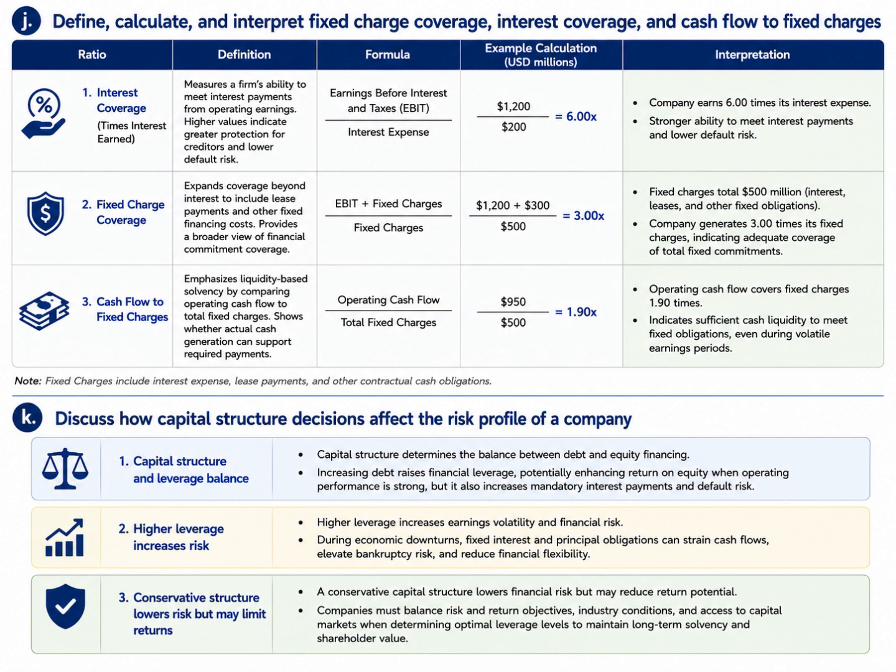Companies must balance risk and return objectives, industry conditions, and access to capital markets when determining optimal leverage levels to maintain long-term solvency and shareholder value.